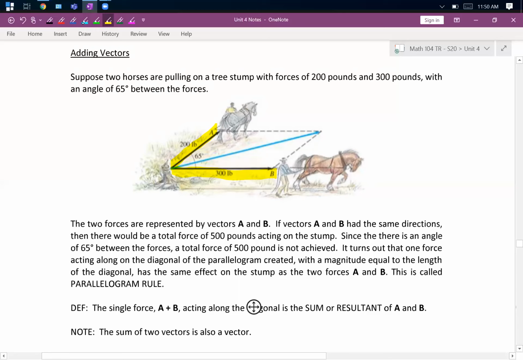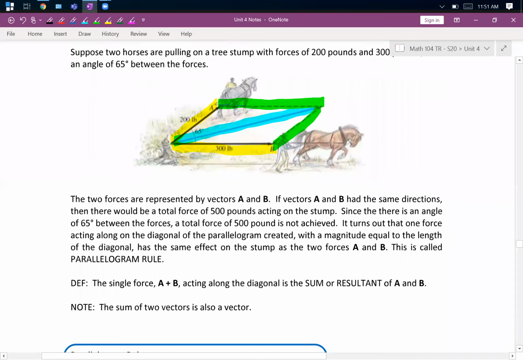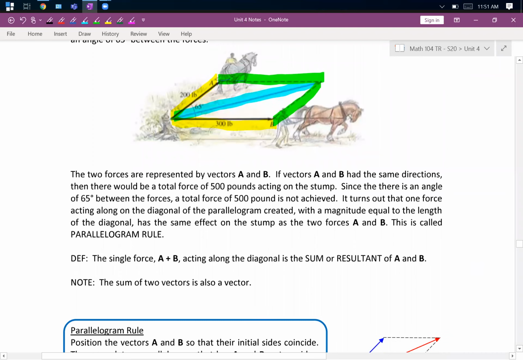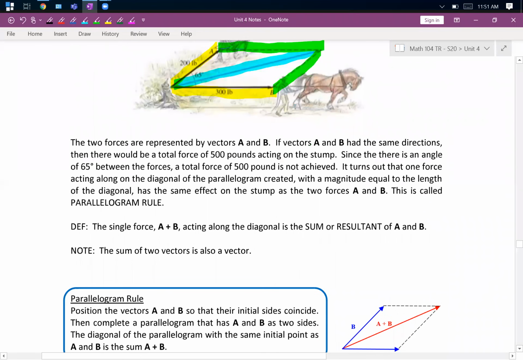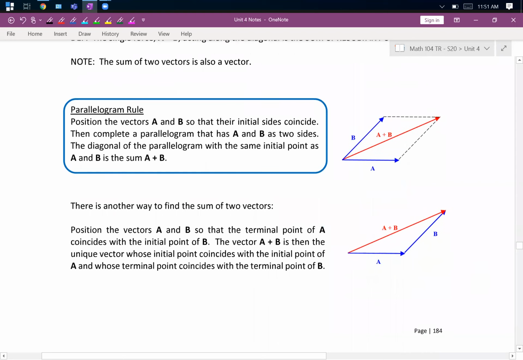So what happens is we create a parallelogram, and then the diagonal of the parallelogram is what represents the vector A plus the vector B. We're going to use the parallelogram rule a lot in application problems. The single force A plus B acting along this diagonal is the sum of the two vectors, or we call it the resultant vector. Please note that the sum of two vectors is also a vector.